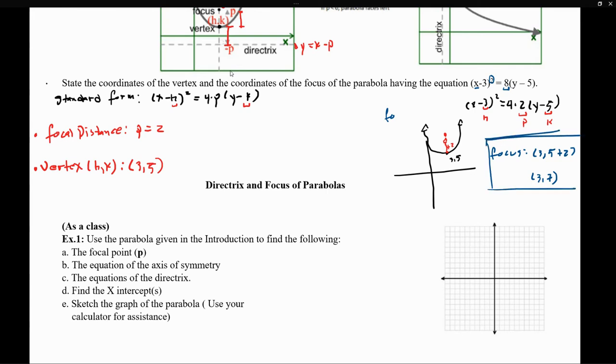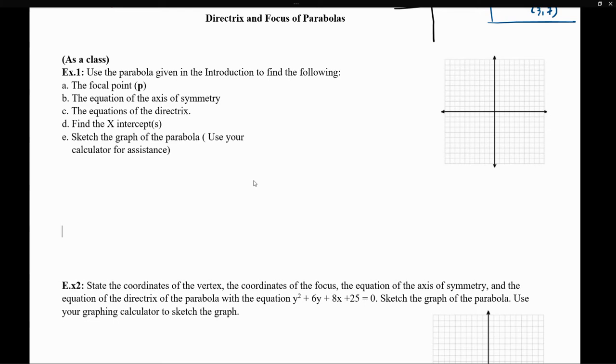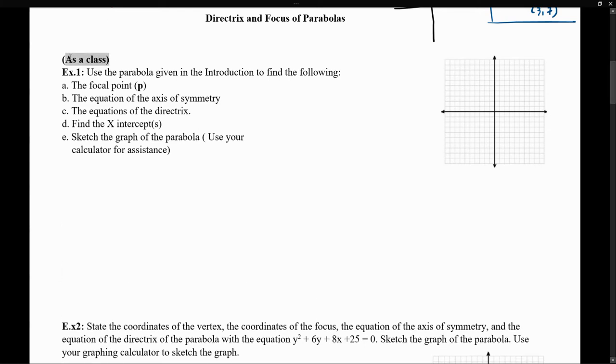And notice that all we're doing is just applying what we have discussed in our previous class based on what we know about parabolas. So let's just do 2 quick examples here. So let's start by looking at example number 1. Now let's just do it as a class.